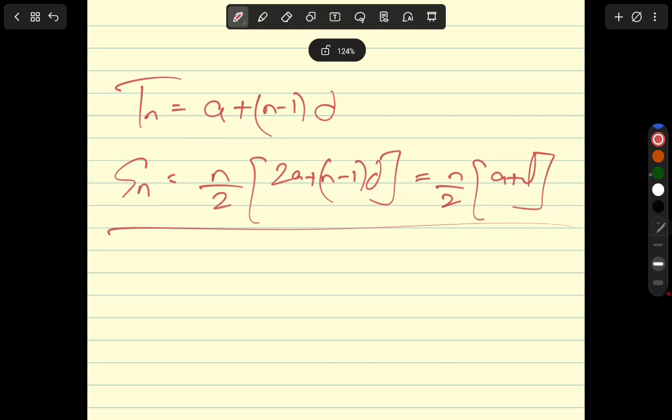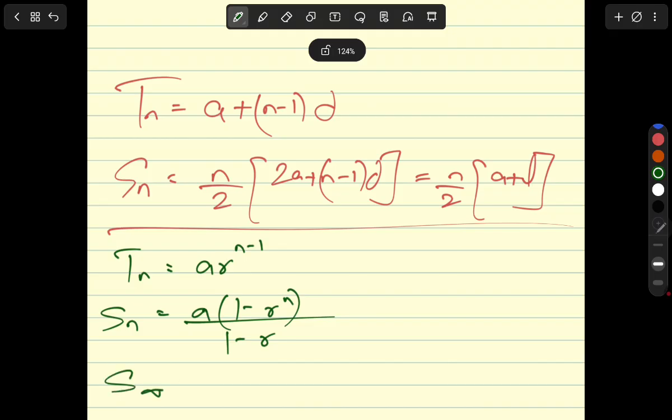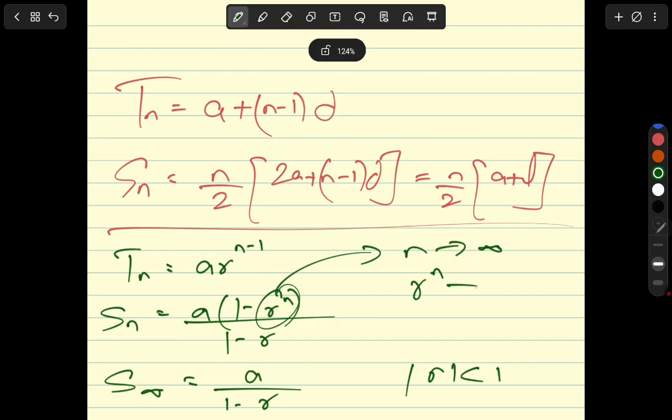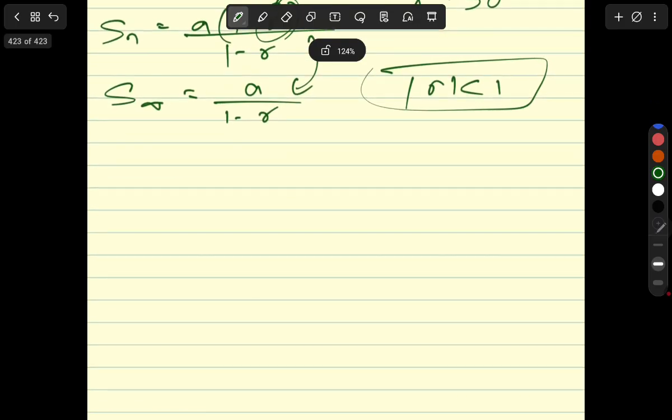In geometric progression, let's use green color. Term n is going to be a multiplied by r to the power of n minus 1. Sum of n terms is nothing but a multiplied by (1 minus r to the power of n) whole thing divided by 1 minus r, and sum to infinity, if your common ratio is between 1 and minus 1, is nothing but a upon 1 minus r, because r to the power of n, when n approaches infinity, approaches 0, right? So sum to infinity is only an extension of the sum to n terms formula, provided that your common ratio is between 1 and minus 1. So it's going to converge.